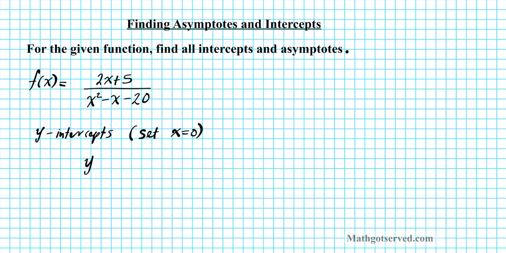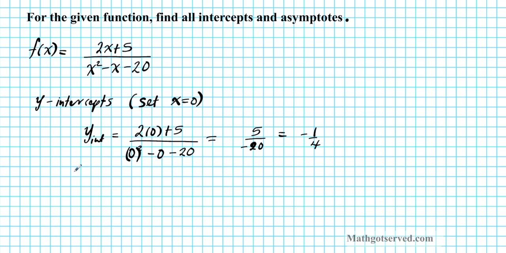So the y-intercept is going to be equal to 2 times 0 plus 5 divided by 0 squared minus 0 minus 20. If we simplify this, we'll have 5 over negative 20, which reduces into negative 1/4. Okay, so that's your y-intercept.